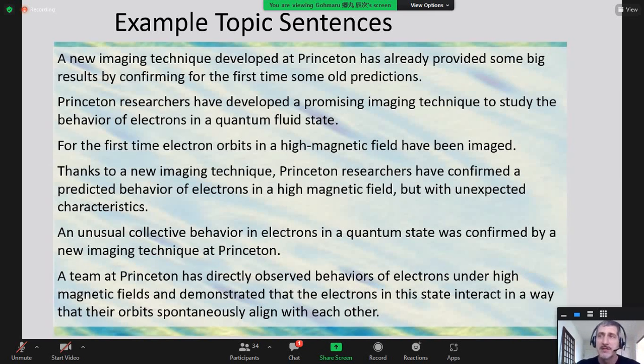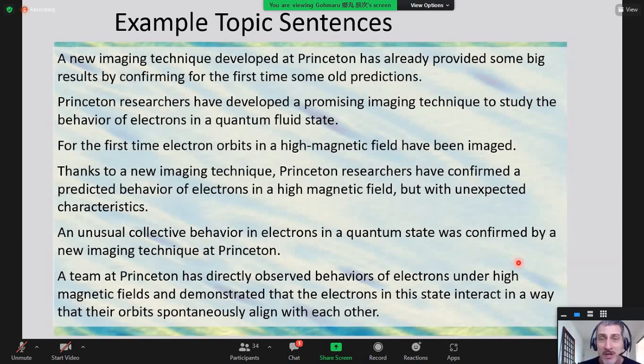Or one more possibility. A team at Princeton has directly observed behaviors of electrons under high magnetic fields and demonstrated that the electrons in this state interact in a way that their orbits spontaneously align with each other. Okay. And the last one is a direct conclusion, but a lot of these are providing really clear listening goals, right? So these are all good examples of topic sentences.